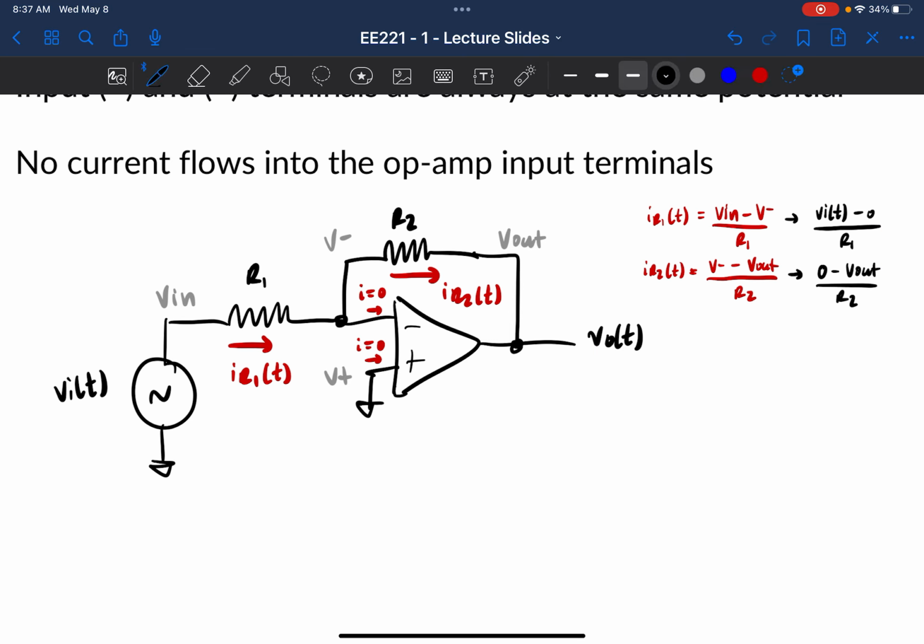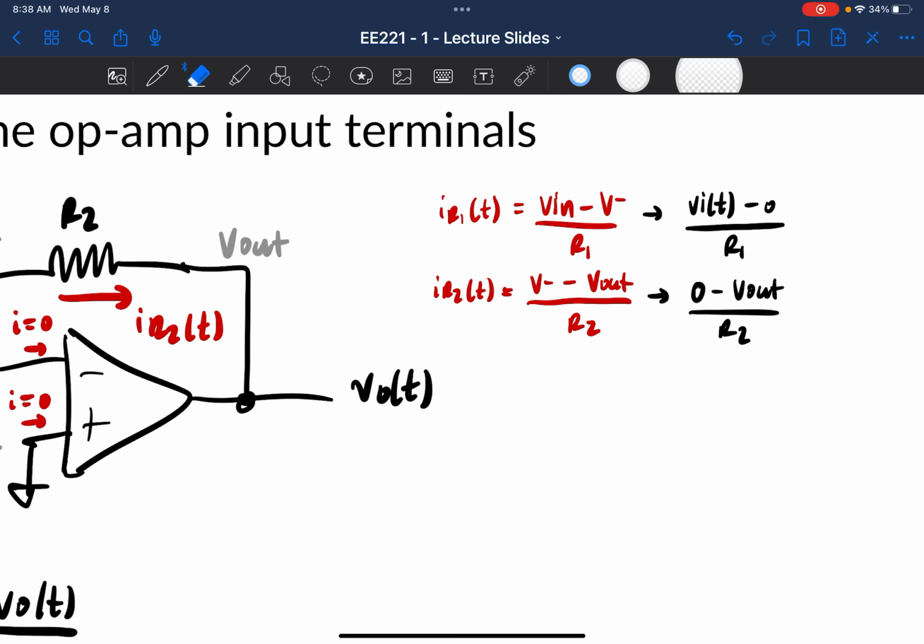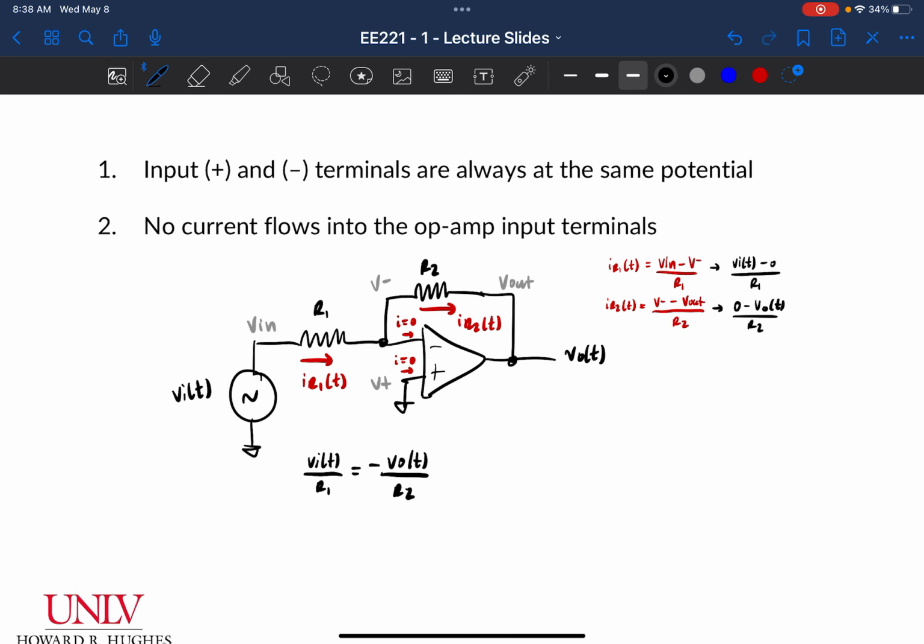And then we can equate those two, right? Because like I said from rule number 2, no current flows into any of the terminals of the op-amp. So IR1 is going to go right through and flow into R2, and that's going to mean that the two currents are equal to each other. So I can set these two equations equal to each other. I can write V in of t over R1 is equal to minus V out of t divided by R2. Oh, I was supposed to write V out of t here too, and I forgot to write it like that. Okay, so V out of t.